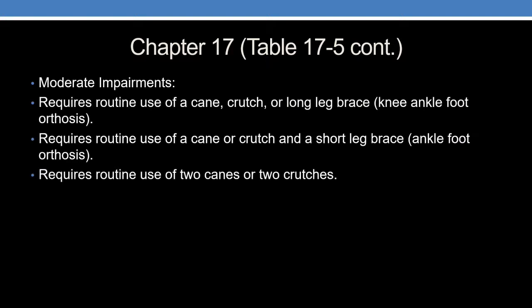Okay, then the moderate impairments are further described in Table 17.5. Moderate impairments require routine use of a cane, routine use of a crutch or a long leg brace, or routine use of a cane or crutch and a short leg brace, or routine use of 2 canes or crutches. So I want you to envision this injured worker coming into the examination room.